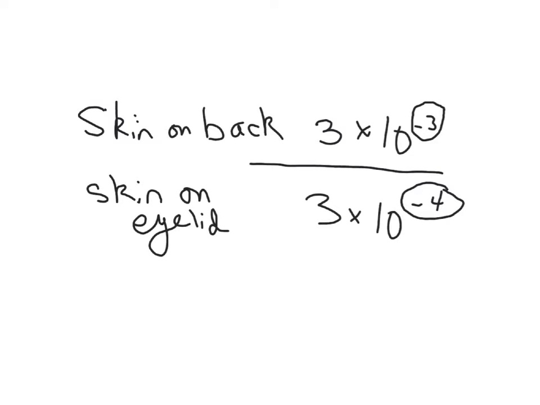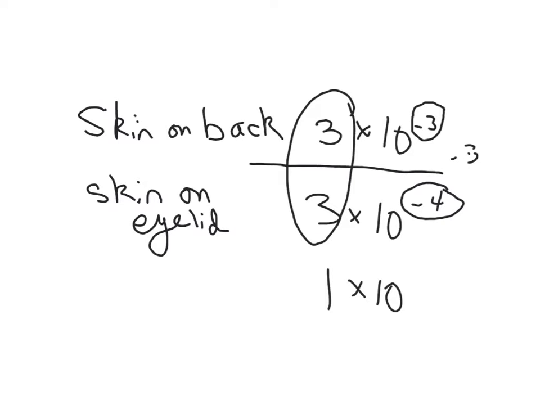So when you're doing this problem, you're going to focus in on two parts. You're going to focus in on the base, which is 3 divided by 3, which is equal to 1. And then you're going to get times 10 and then an answer. So you're going to do -3 minus -4. And I usually write it like this because that looks weird. And then you just connect them.